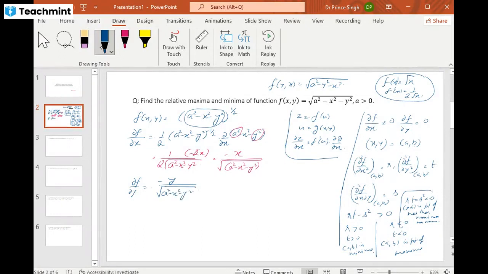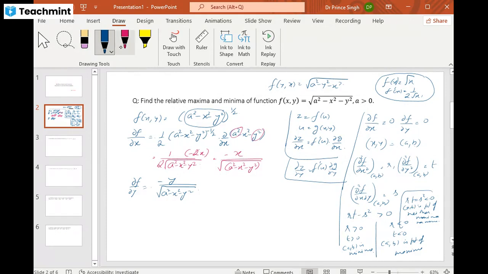Otherwise we can use the same formula for calculating ∂z/∂y. This will equal f'(u) into ∂g/∂y, right? So in that case, firstly, the power rule is the same. Instead of x, we differentiate with respect to y, and the derivative of y² is −2y. So we can get this one, right?